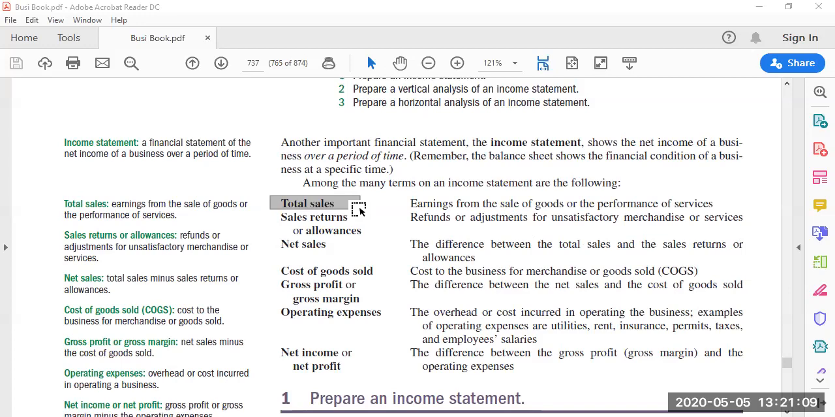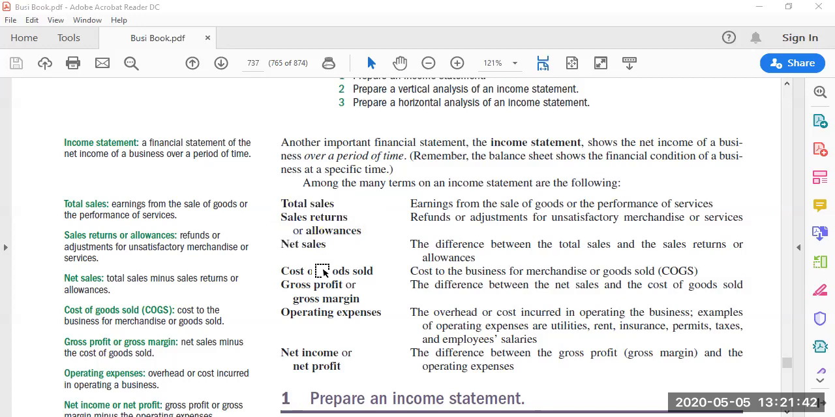Sales returns or allowances. During the course of business, there are times that products are returned, either they're not exactly what the customer wanted, or there could be some defects, some type of unsatisfactory situation, or a refund or an adjustment to services rendered. Net sales then would be the difference between your total sales and your sales returns or allowances.